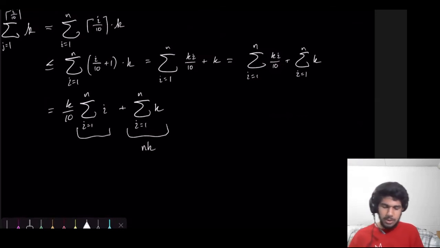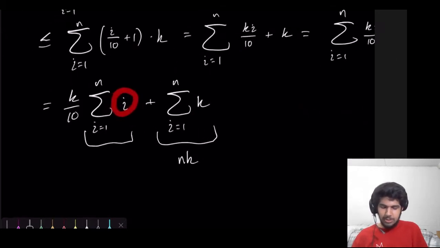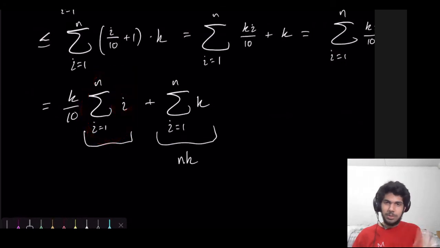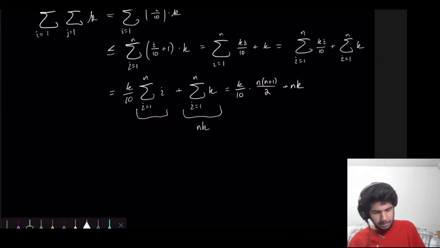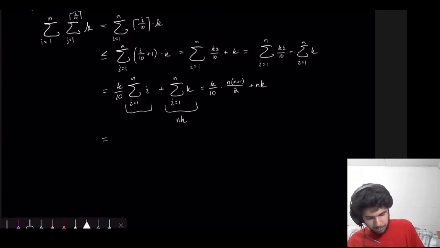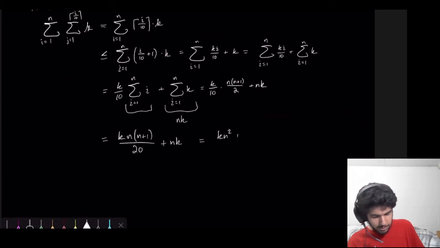This first one, we're summing from 1 to n of that value i. So this summation right here will be 1 plus 2 plus 3 all the way up to n. So we'll use our formula for that. So that'll be k over 10 times n plus 1 over 2. And then we'll add the nk back in. Simplify this a little bit more. We get k times n plus 1 over 20 plus nk. It's equal to kn squared plus nk over 20 plus nk.